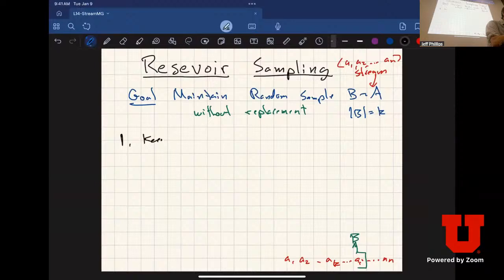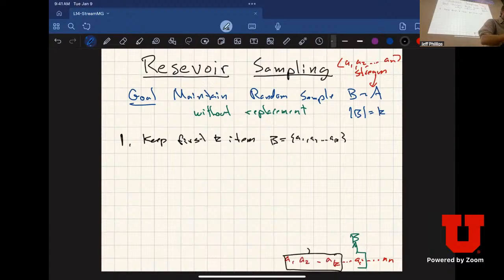I'm going to keep the first k items in the stream. Initially, B will be the set A1, A2, up to AK. So for the first k items, this will be my initial B at point K. It's just going to maintain the first K items. I'm going to fill up my reservoir. If I have an empty spot, I'm going to put something in. For the first K things it's actually deterministic, because I want them without replacement.